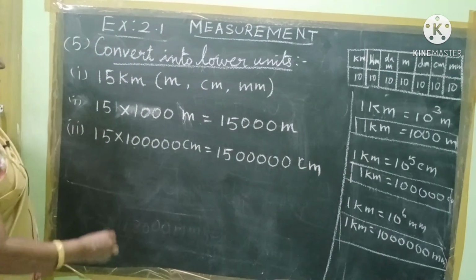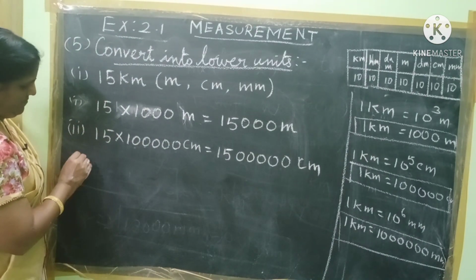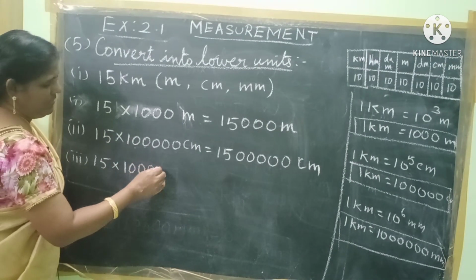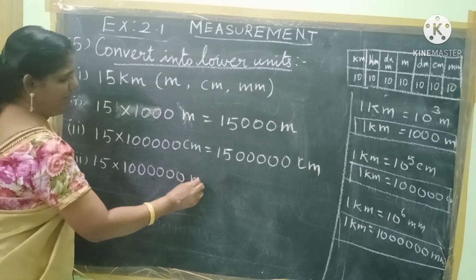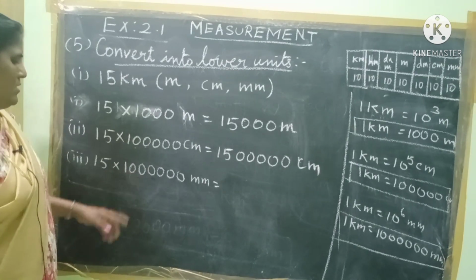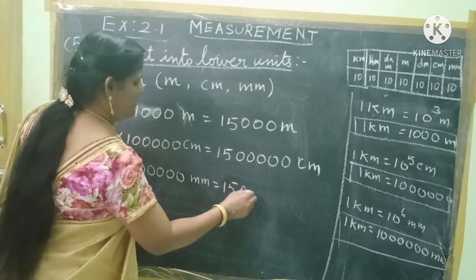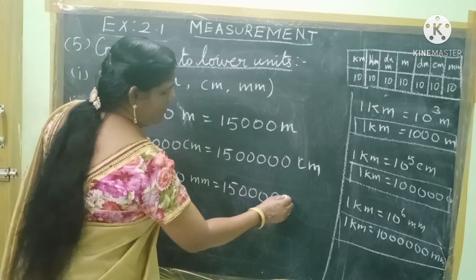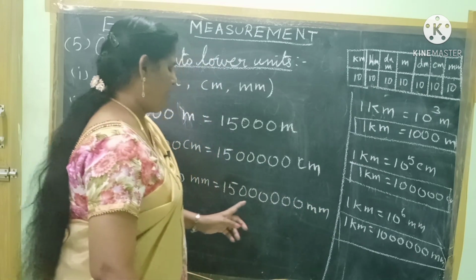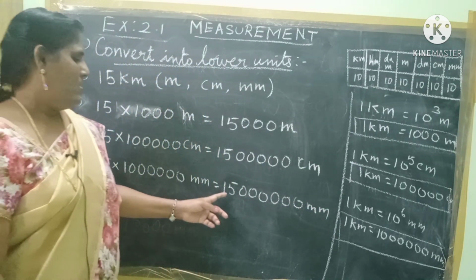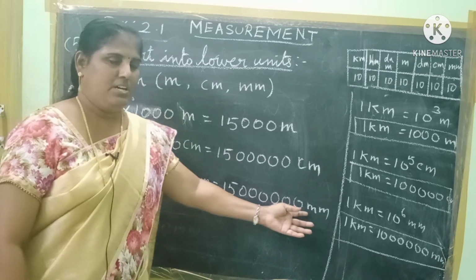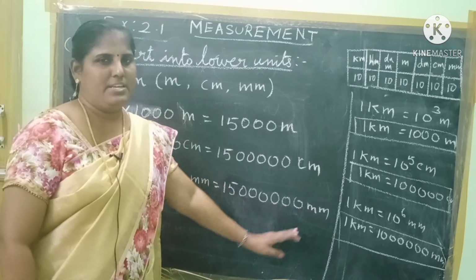So third rule means 15 into 1, 2, 3, 4, 5, 6 millimeter. Whatever we multiply with the number, we will get the same answer. So 15 into the 6 zeros, 4, 5, 6 millimeter. So 1,50,000 centimeter. What's the answer? Sorry, millimeter. 1,50,000 millimeter is the answer.